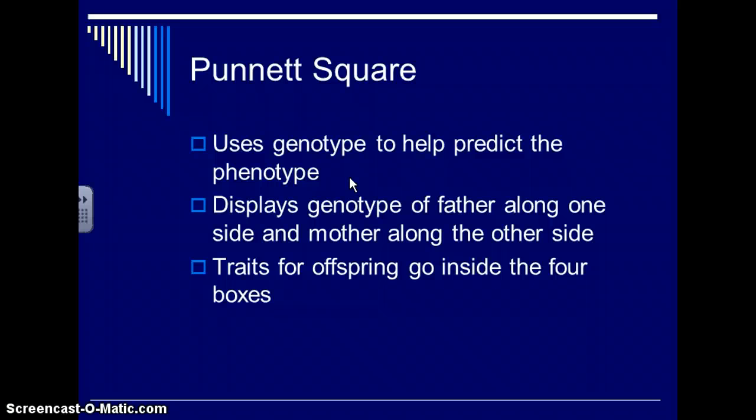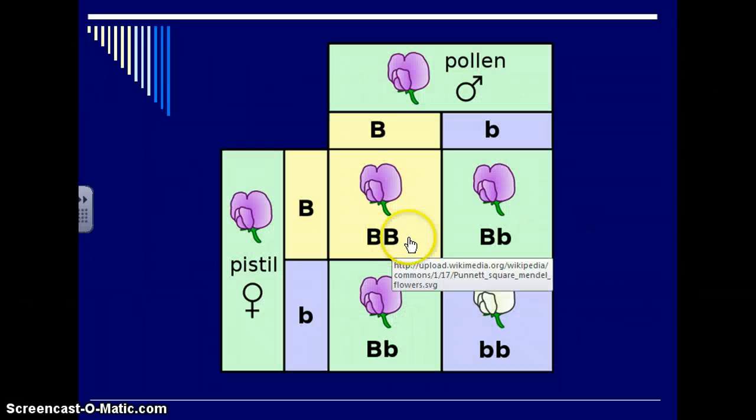The genotype of the father goes on one side of the square and the mother along the other. The traits of the offspring go inside. So for instance, here is the mother's genotype. Genotype is the letters. So we have a dominant and a recessive. And then the father's is right here with a dominant and recessive. That's the genotype. So for the genotype of the child, these are the possibilities of offspring. The phenotype then is depicted by these pictures of the flowers.